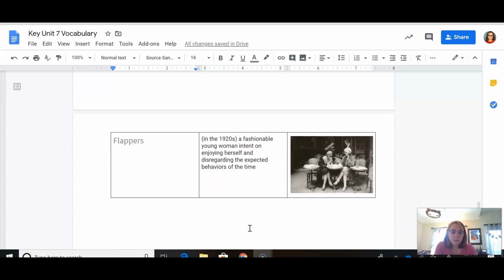Flappers in the 1920s were fashionable young women who were intent on enjoying themselves. They were party girls, 1920s party girls. They wore clothes that weren't expected of them, shorter dresses, showed off their shoulders, all those good things. They went out and partied, they smoked, they danced, they drank alcohol, all kinds of things they weren't supposed to do, kind of not socially acceptable behaviors, and they sort of did them all.